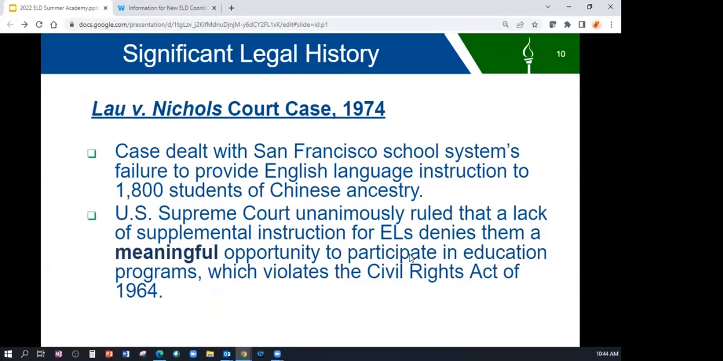Next in 1974 was the Lau versus Nichols court case that probably everyone has heard about. It was from a school district in San Francisco and it had to do with Chinese students. It's one of the most important legal events for bilingual education. There were around 1,800 Chinese students in the schools, and they felt that they were being discriminated against because all of the lessons were presented in English. And these students didn't speak English, so they couldn't understand the lessons, and they weren't getting any special assistance to help them with understanding.